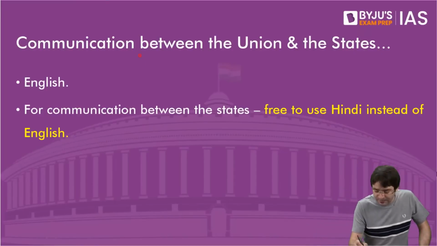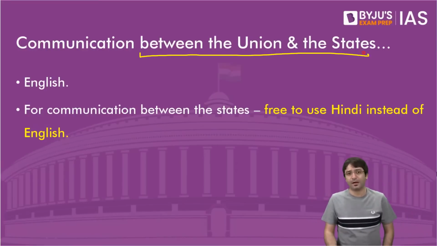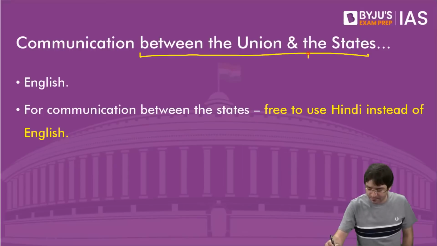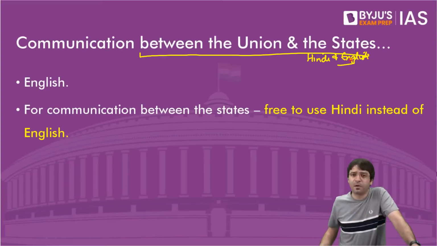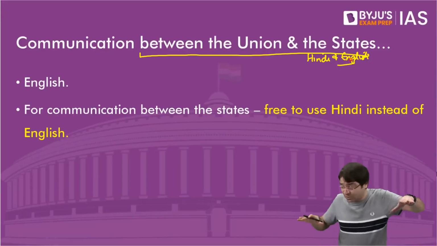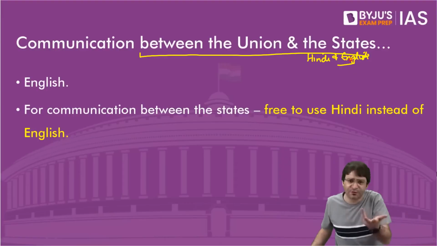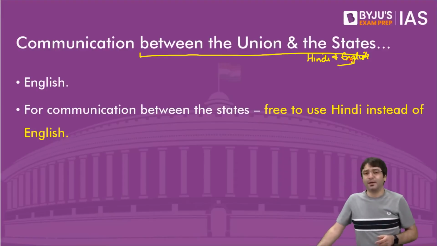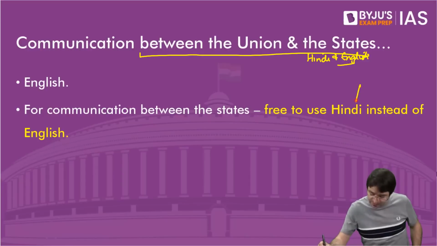But how will the union and the states communicate with each other? Both in Hindi as well as English, because that's the official language of the union. But in what language will the states communicate with each other? Hindi as well as English, because that is the official language of the union. But states are free. If the states agree, they are free to use only Hindi instead of English.